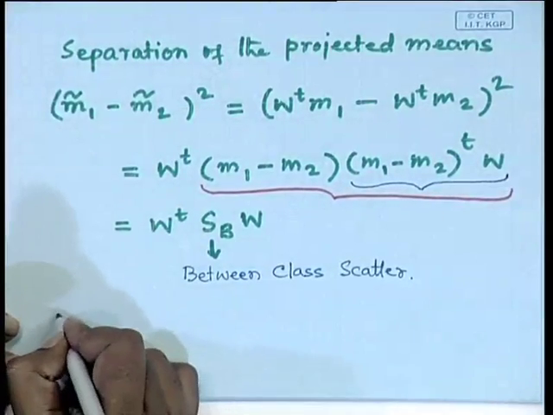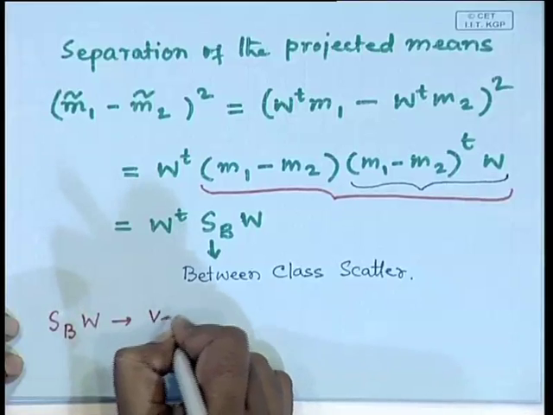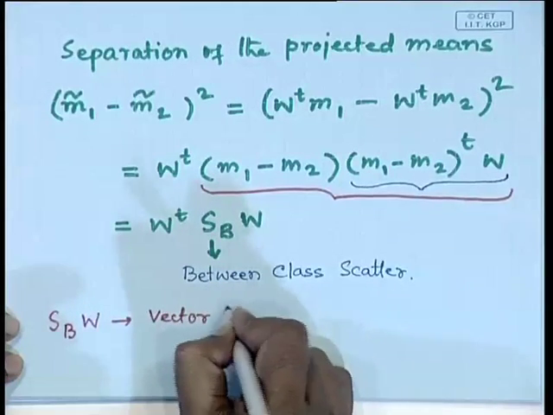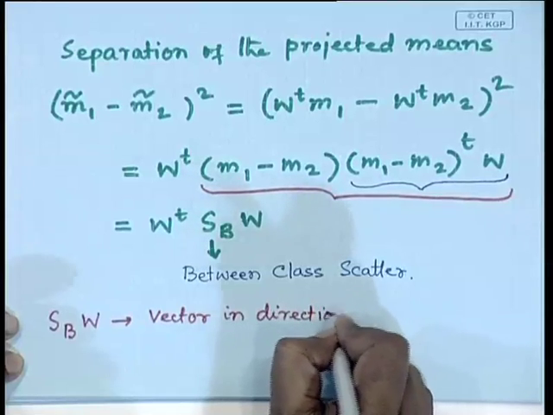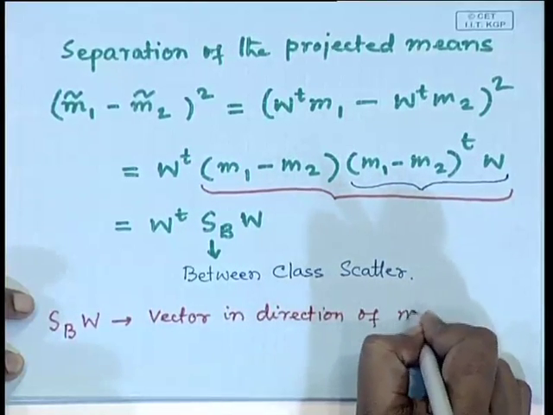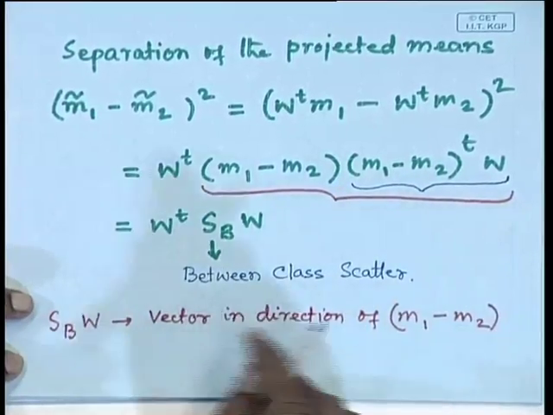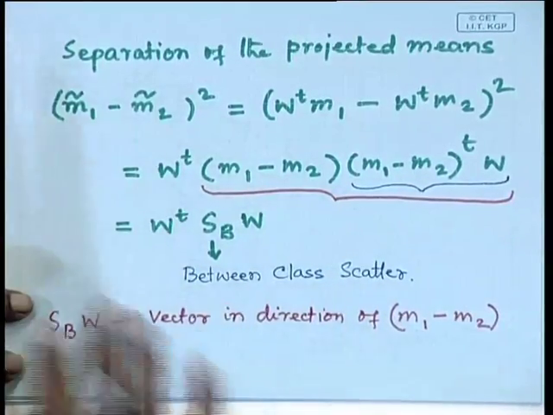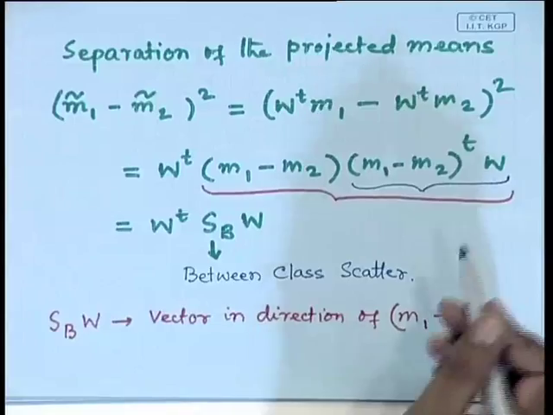So, this S B W is a vector in the direction of M 1 minus M 2. We will make use of this while solving for our projection direction W. So, I have these different scatter matrices and the corresponding expressions.